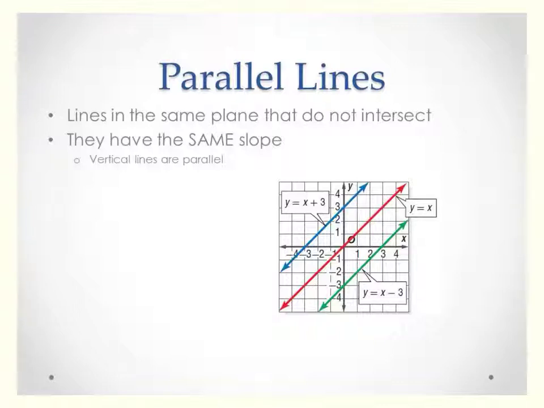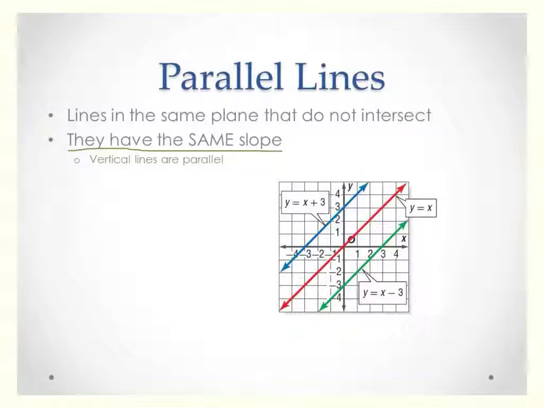So we're going to start out with parallel lines, and I'm assuming you know what parallel lines look like when they're graphed, right? They're going to never touch, never intersect. But again, from the algebra aspect, we're going to be concerned about writing equations for them, and our main thing is they have the same slope.